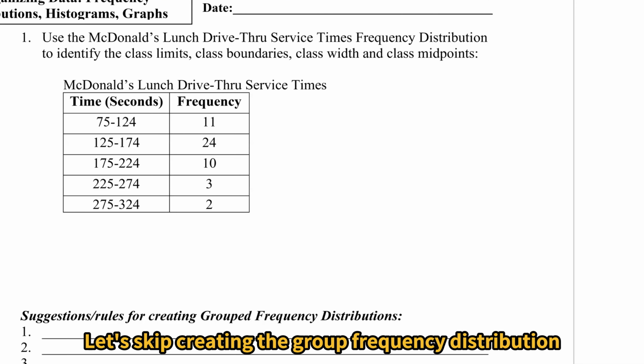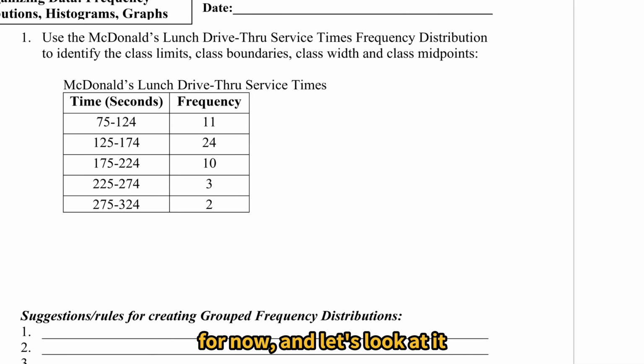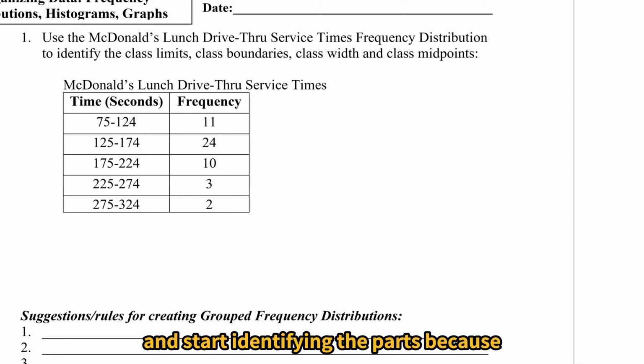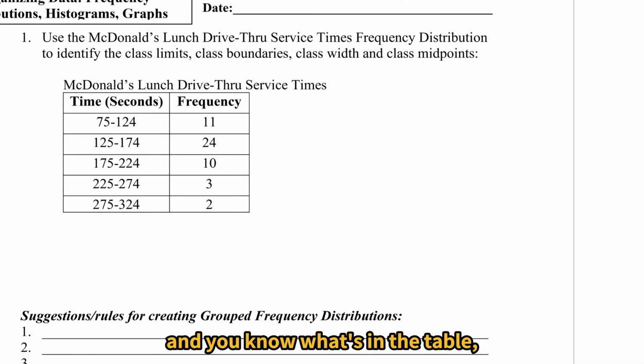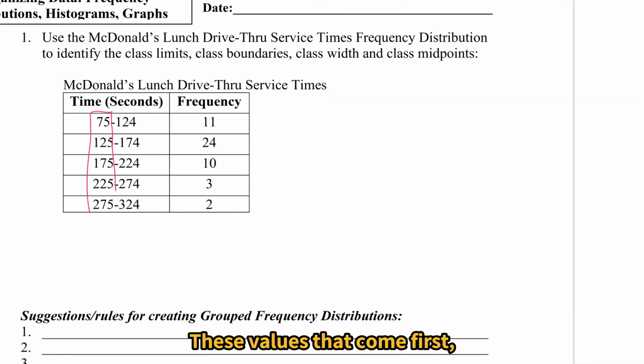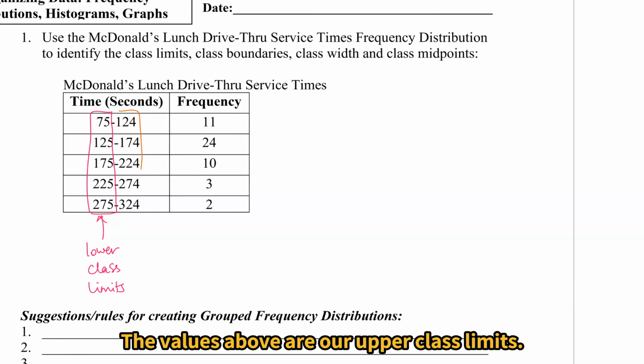Let's skip creating the grouped frequency distribution for now, and let's look at it and start identifying the parts, because I think it would be important to identify each part and what's in the table, and then we'll go back and create it. We want to identify class limits. These values that come first are all our lower class limits. The values above are our upper class limits.